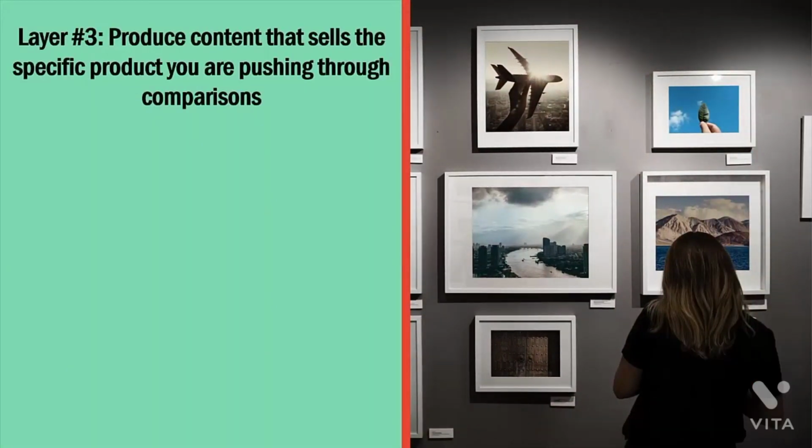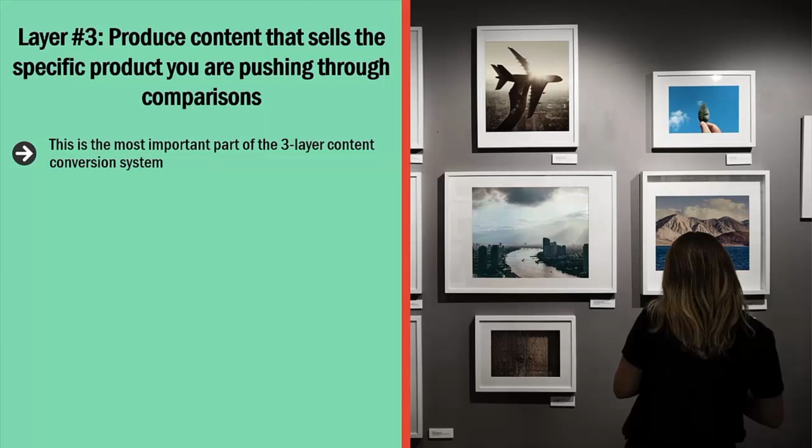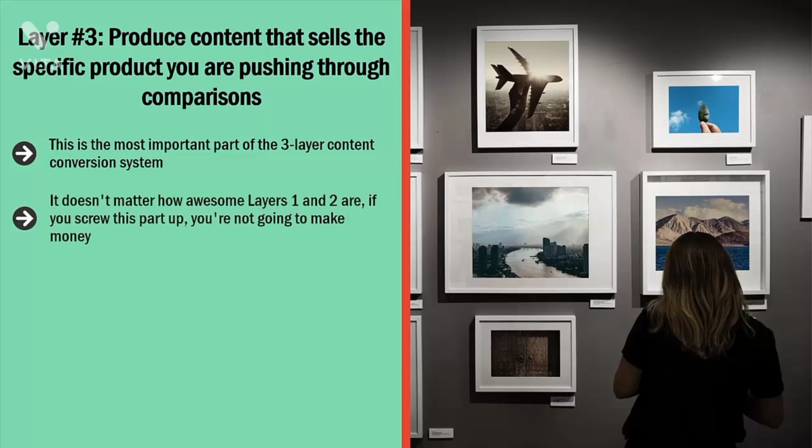Layer number 3. Produce content that sells the specific product you are pushing through comparisons. This is the most important part of the 3-layer content conversion system. Drop the ball here and you're not going to make a sale. Seriously. It doesn't matter how awesome layers 1 and 2 are. If you screw this part up, you're not going to make money. Why? This is where the rubber meets the road.